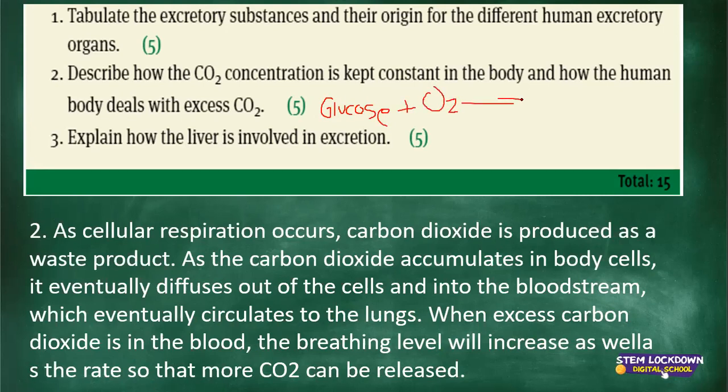And then the products of cellular respiration are carbon dioxide, CO2, H2O, and ATP, which is the energy carrying molecule. I don't know if it's clear. Let me write it below here. ATP. So that's the equation for cellular respiration.